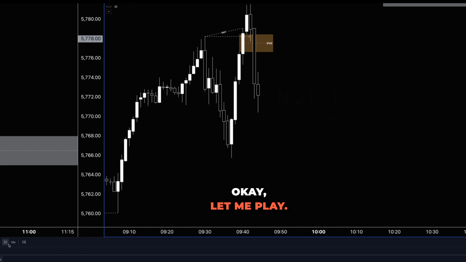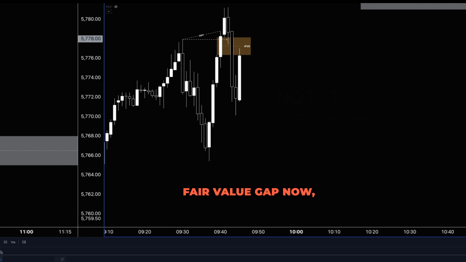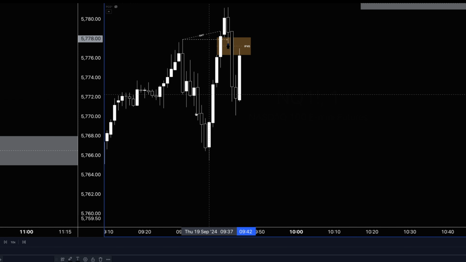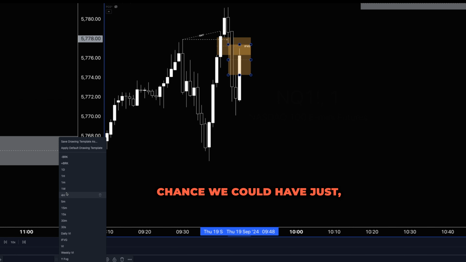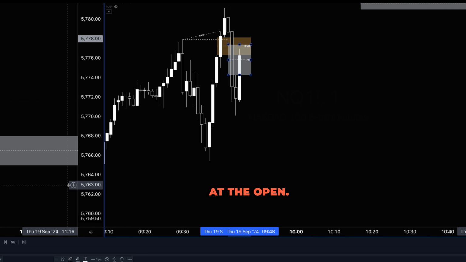Okay, so let me play. Okay, we create this 1 minute fair value gap. Now, initially, I wanted this entry here, but I think it was a little too early. There was a chance we could have just trended up right at the open. So I was a little hesitant to enter shorts right away. That's why I was just waiting a bit.